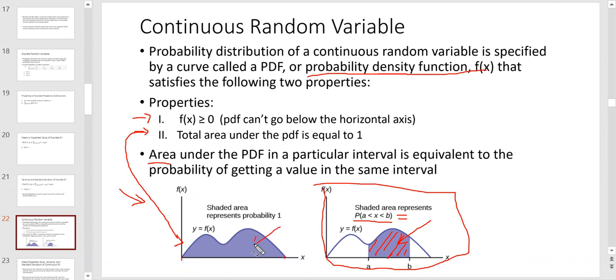This must equal 1. So in other words, you're saying, hey, what's the probability that something's going to happen between the minimum and the maximum? Obviously 1, right?